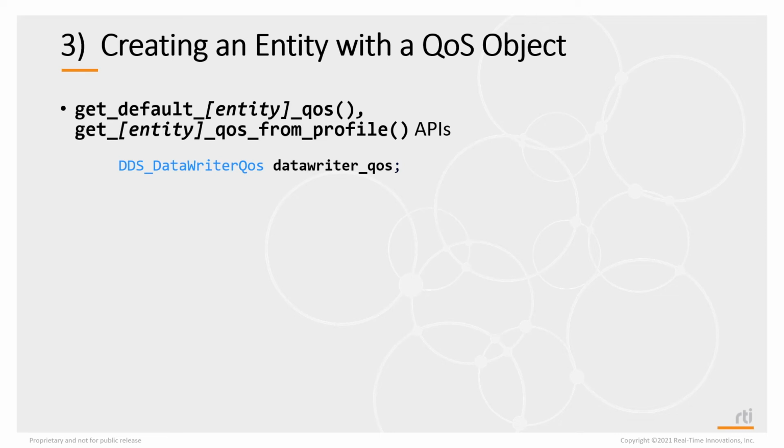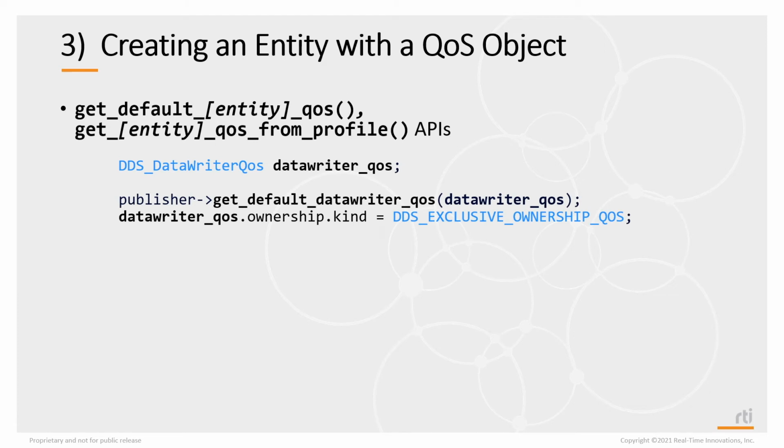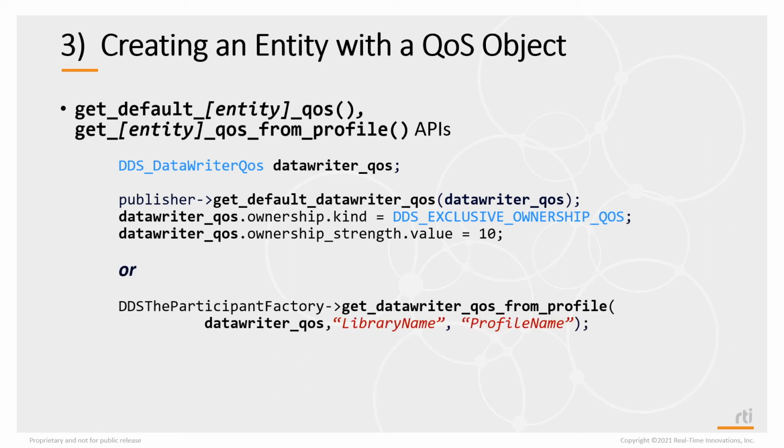So those structures, you can initialize those values by using get default QoS, get default data writer QoS, get default data reader QoS, and initialize those objects with the default values. And then you can modify the values that you want to be different and set those values. You can also get those values from a profile. So there's a get data writer QoS from profile, and this is something that you call on the domain participant factory, because the domain participant factory actually loads all those profiles.